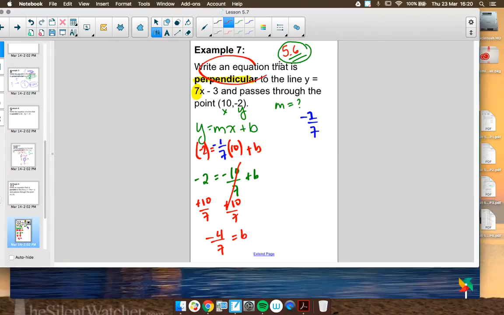Okay, and we need to write the equation of the line, so we're not done yet. So y equals, our m value is negative 1/7, x minus 4/7.